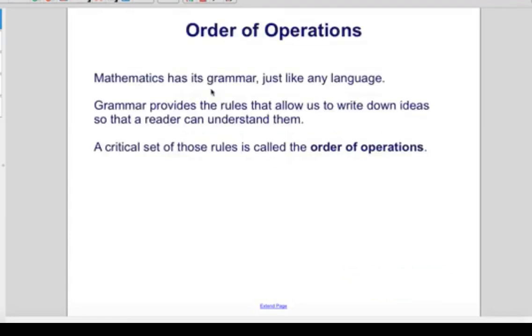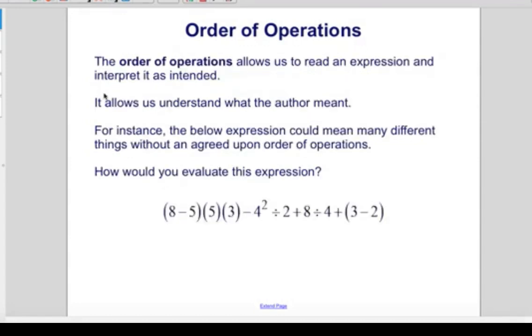Mathematics has its grammar, just like any language. Grammar provides the rules that allow us to write down ideas so that a reader can understand them. A critical set of those rules is called the order of operations. The order of operations allows us to read an expression and interpret it as intended. It allows us to understand what the author meant.